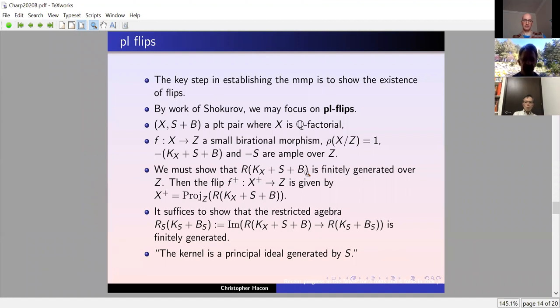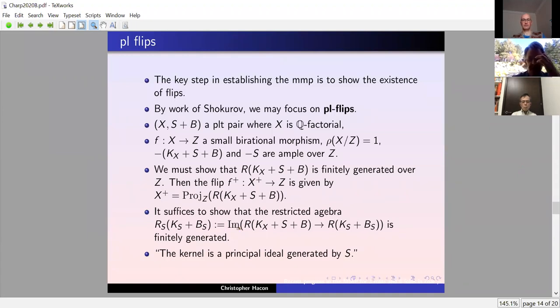Now, one of the things that is not hard to show, that Shokurov observed, is that to show that this ring is finitely generated, because minus S and minus (K_X + S + B) are both ample over Z, and since rho is one, they're essentially a multiple of one another, it's not hard to see that in order to check that the canonical ring of K_X + S + B is finitely generated, it suffices to show that the restricted algebra is finitely generated.